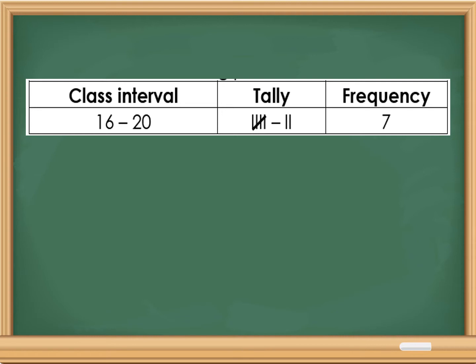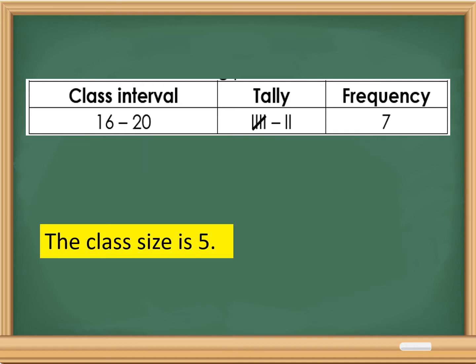Consider this portion of a frequency distribution table. Again, this table has three columns. In the first column, we have the class interval. And here, the class interval is 16 to 20. 16 is the lower class limit. 20 is the upper class limit. And the class size is 5 because there are 5 values from 16 to 20. Those are 16, 17, 18, 19, and 20.